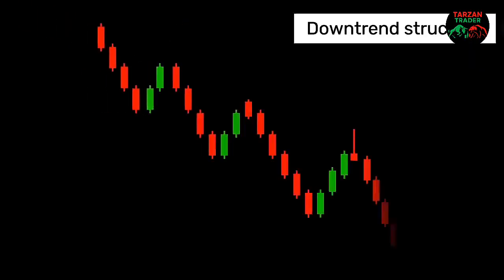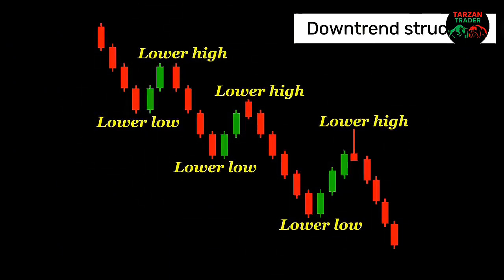Now let's move to the downtrend. A downtrend is simply the opposite of an uptrend. Instead of the market moving higher, it starts moving lower by forming a sequence of lower highs and lower lows. This structure clearly tells you that sellers are in control of the market. In this case, the psychology is reversed. Instead of buyers pushing the market up, sellers are the dominant force. They sell at higher prices and aim to buy back at lower prices, which is why the market keeps dropping over time.